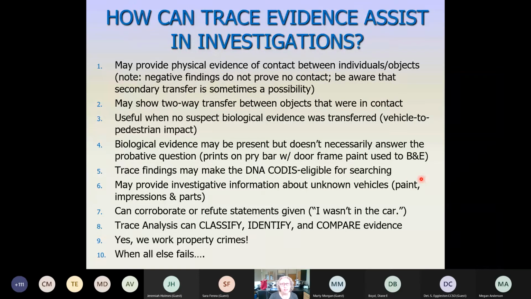For example, it doesn't mean that a suspect didn't break a window. It could be that all the broken glass on their clothing has already dropped off before the clothing was collected.